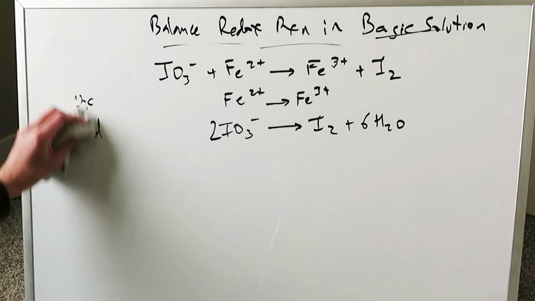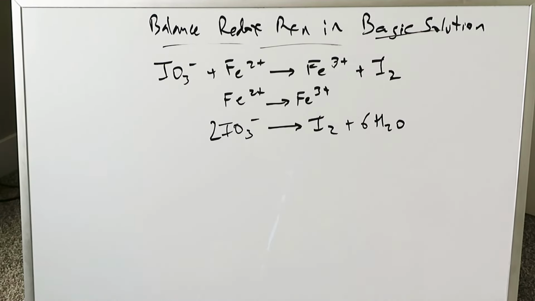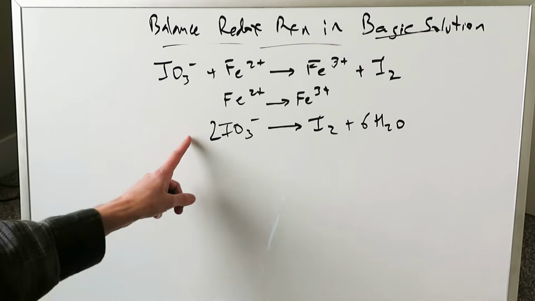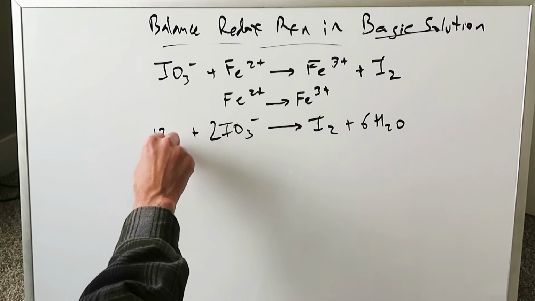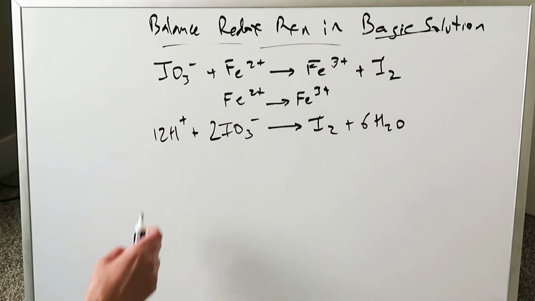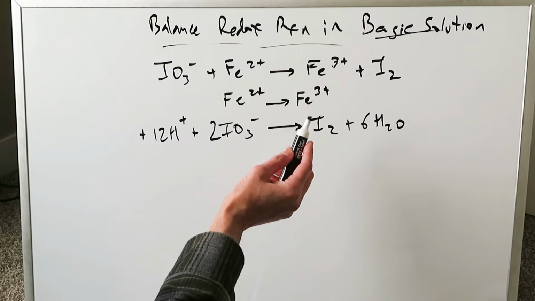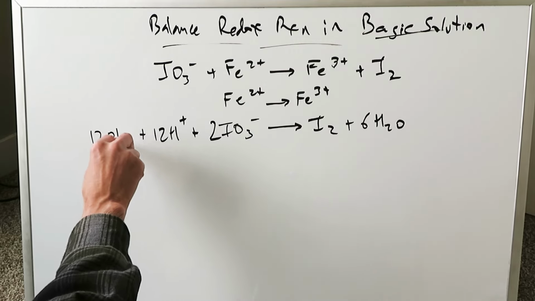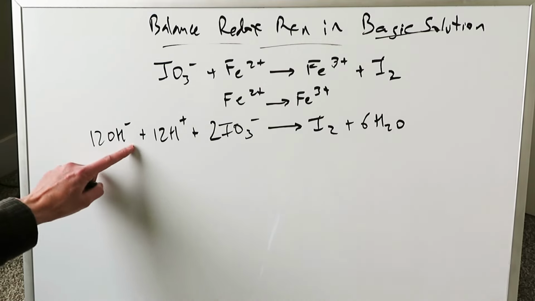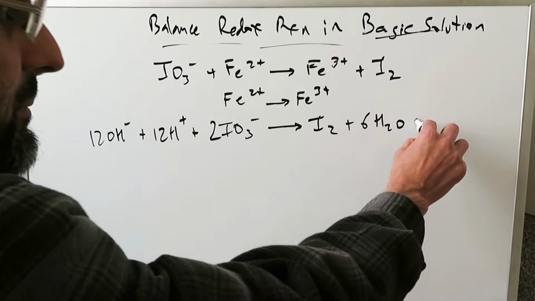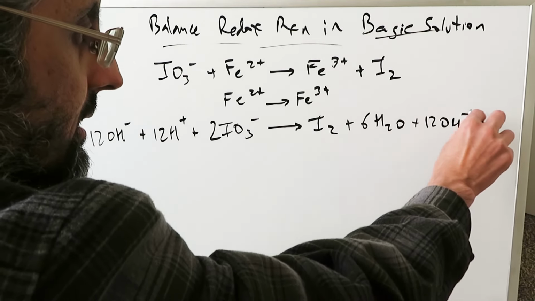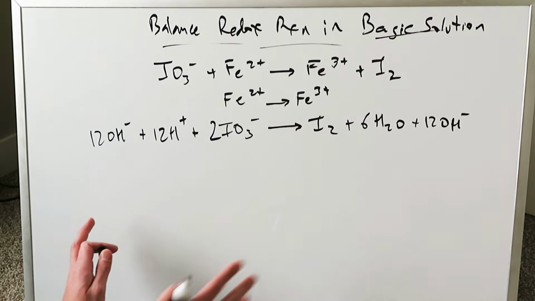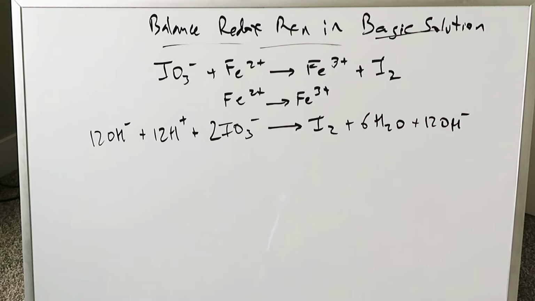I'm going to remove this designation here, we don't need it anymore. I have 12 hydrogens, and I'm going to balance them out by bringing 12 hydrogen ions. But because I've brought that and we're looking at a basic solution, I must add 12 hydroxide anions. If I've added 12 hydroxide anions here, I must add 12 over here to keep everything with regards to a basic solution balanced as you see it.